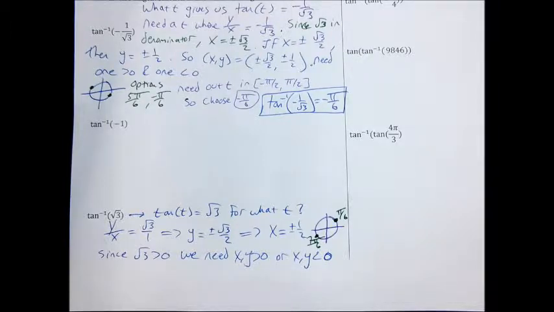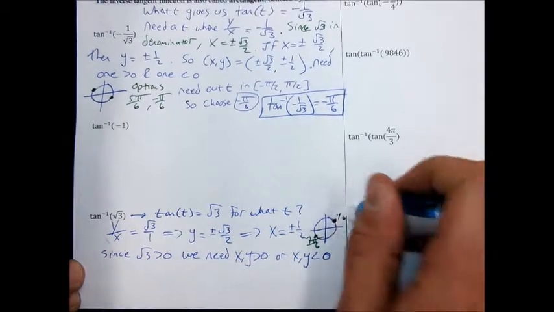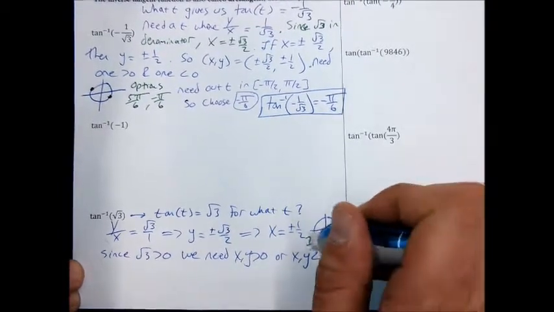Would it be pi over 3? Because the y is square root of 3 over 2. Oh, I'm sorry, yeah, I got confused there. Thank you for pointing that out. Yeah, the y value is root 3 over 2, and so it's not pi over 6, it's pi over 3 type. Thank you.